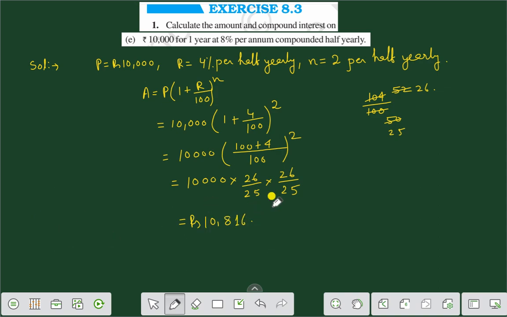We'll find the compound interest. We know that compound interest CI is equal to amount minus principal. Amount is rupees 10,816 minus 10,000. Therefore, compound interest is equal to rupees 816. And that is the answer. This is the compound interest and this is the amount.